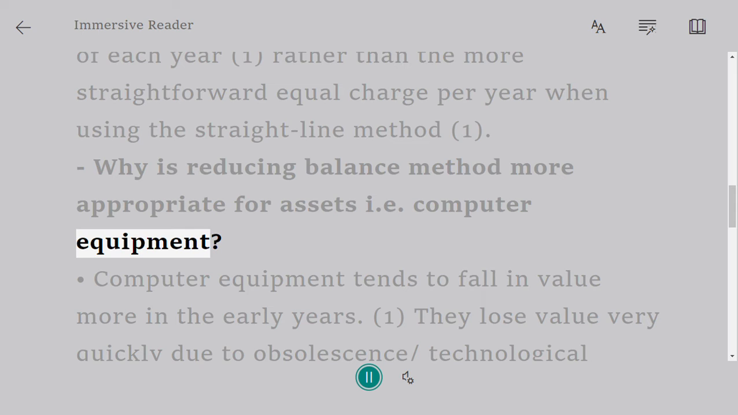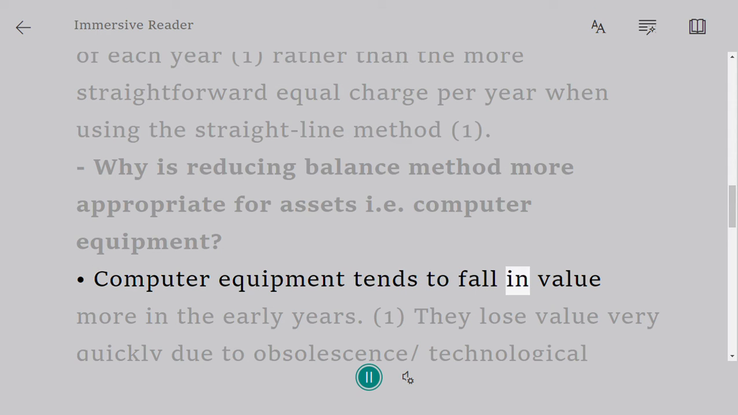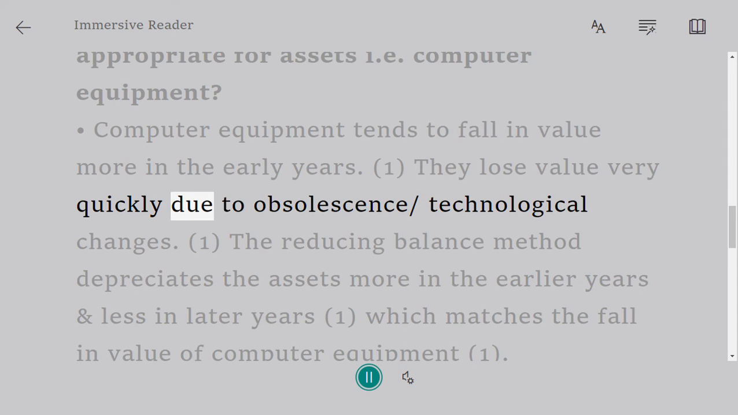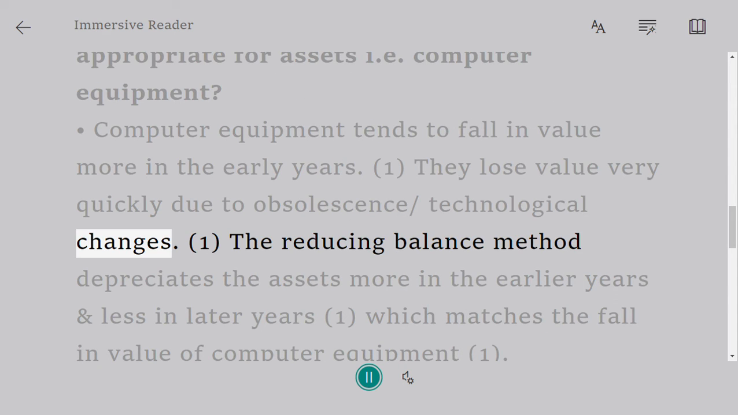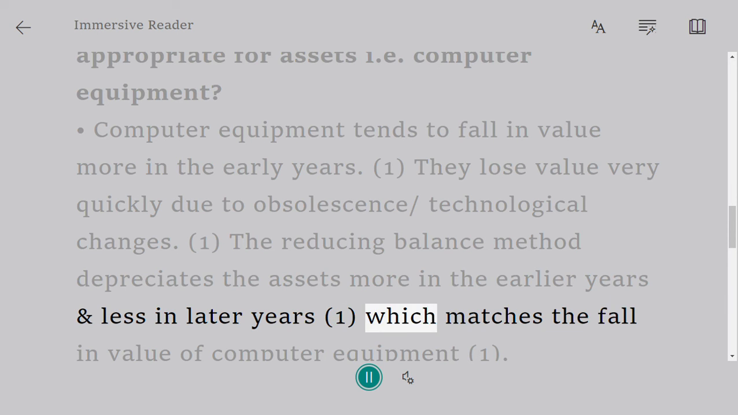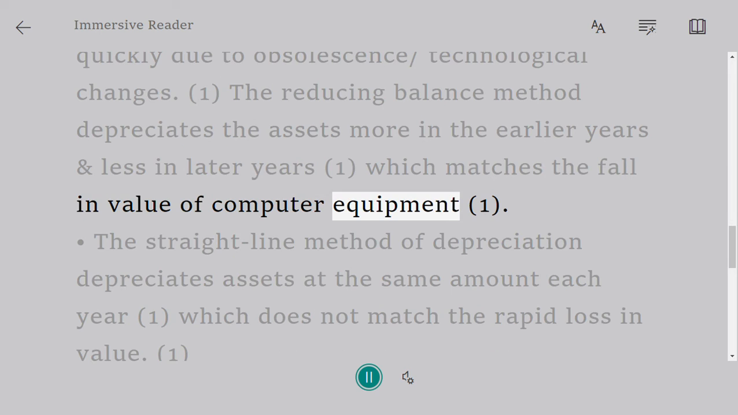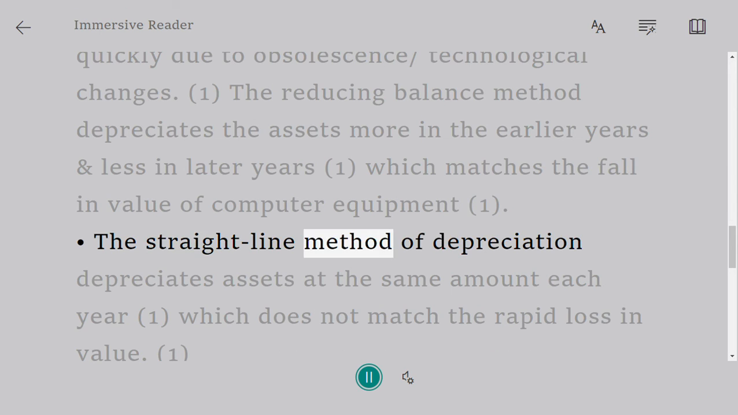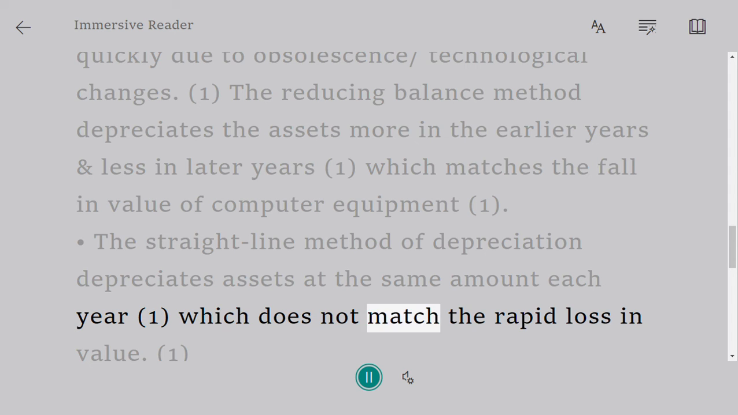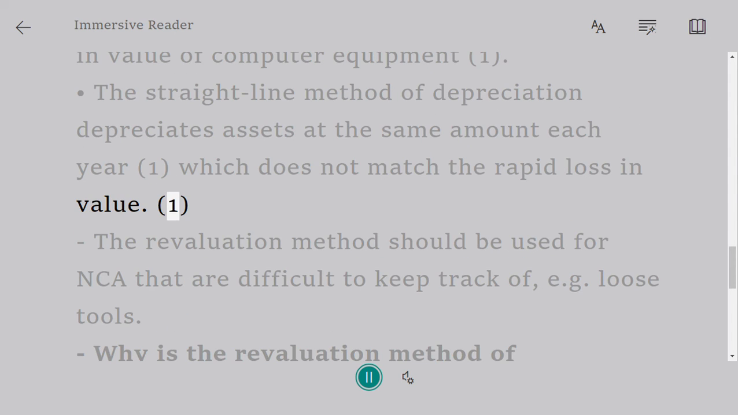Why is reducing balance method more appropriate for assets, i.e. computer equipment? Computer equipment tends to fall in value more in the early years. They lose value very quickly due to obsolescence / technological changes. The reducing balance method depreciates the assets more in the earlier years and less in later years, which matches the fall in value of computer equipment. The straight-line method of depreciation depreciates assets at the same amount each year, which does not match the rapid loss in value. The revaluation method should be used for NCA that are difficult to keep track of, e.g.